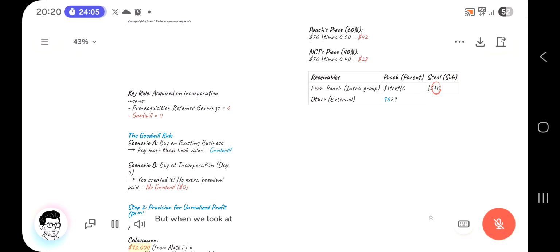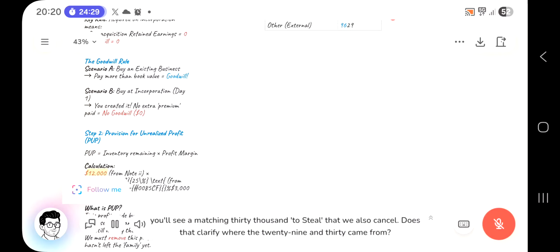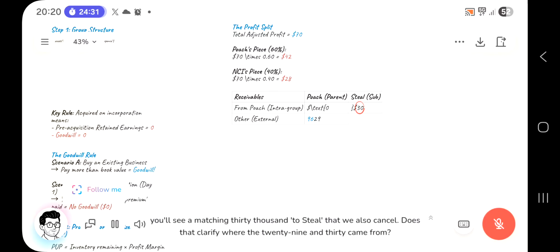But when we look at the group as a whole, that $30,000 is just moving internally. We subtract it because it's not money coming into the group from the outside world. If you look at the payables for Poach, you'll see a matching $30,000 to Steel that we also cancel. Does that clarify where the 29 and 30 came from?